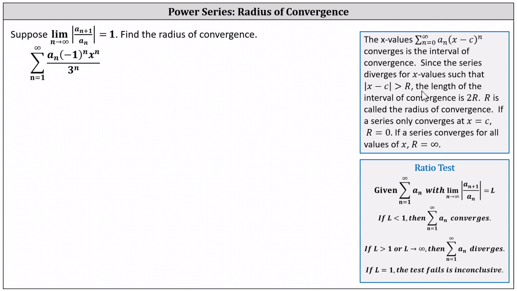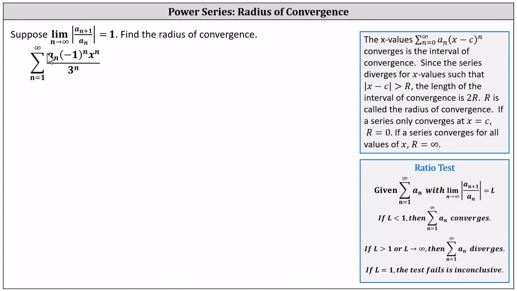is greater than r, the length of the interval of convergence is 2r, and r is called the radius of convergence. If a series converges only at x equals c where it's centered, r equals 0. If a series converges for all values of x, we say r equals infinity. Let's determine the interval of convergence using the ratio test.